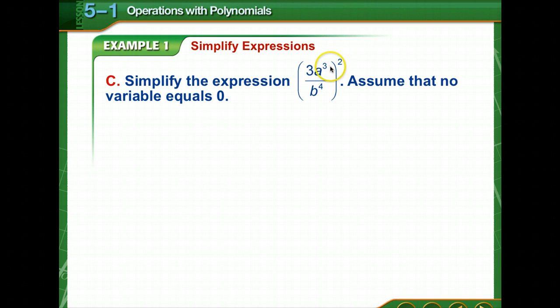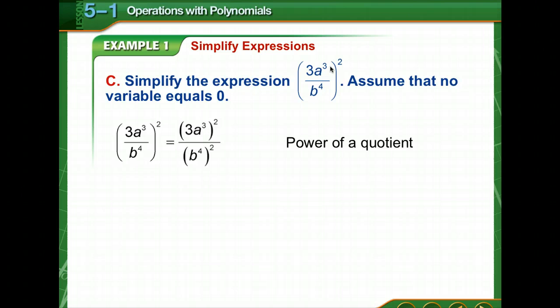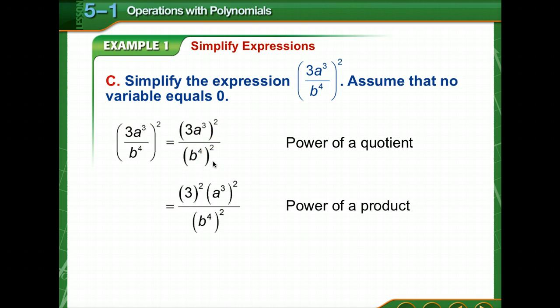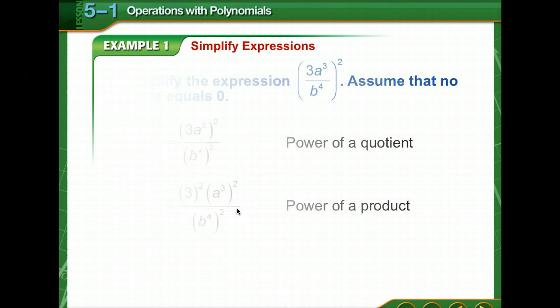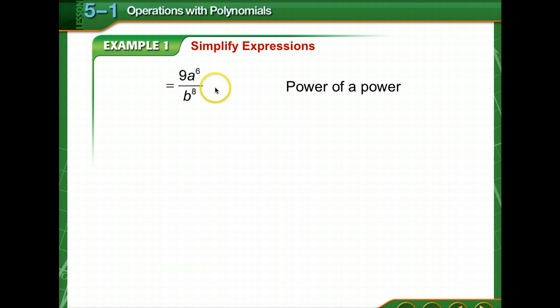Now we have a power to a power. So 3a cubed to the second power over b fourth to the second power. That means every term inside this parentheses is to the second, and every term underneath, because you see that the parentheses encompasses the entire expression. 3 squared is 9. A to the third to the second is a to the 3 times 2, or a to the 6th. And b to the 4th to the second is b to the 4 times 2, which is b to the 8th.